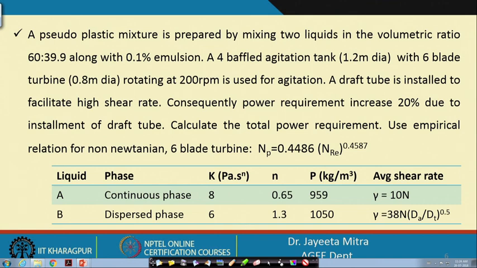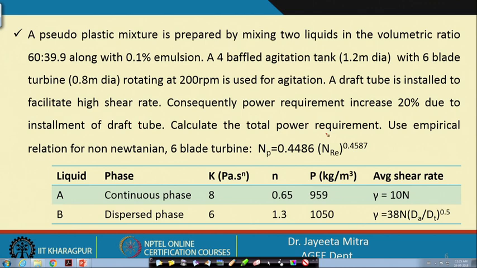Now, a 4 baffle agitation tank having 1.2 meter diameter with a 6 blade turbine of 0.8 meter diameter, rotating at 200 rpm, revolutions per minute, is used for agitation. A draft tube is installed to facilitate higher shear rate. Okay. So, we have seen how the draft tube helps to mix it properly. Consequently, power requirement increases 20% due to installation of the draft tube.